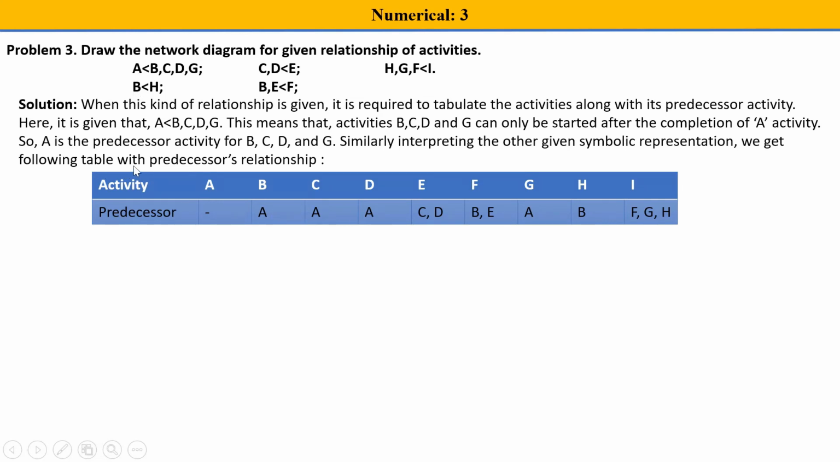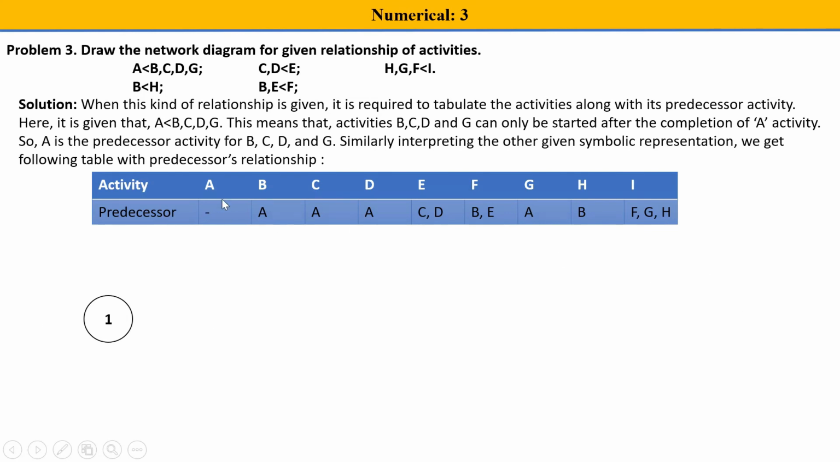So let's first draw our table in the solution, with A, B, C, D, E, F, G, up to I given to you. Here A is the beginning because there is no sign before it, so A will be the first. Now B, C, D and G are coming from A, as we can see from this equation. E is coming from C and D. F is coming from B and E. Then H is coming from B, and I is coming from F, G, H.